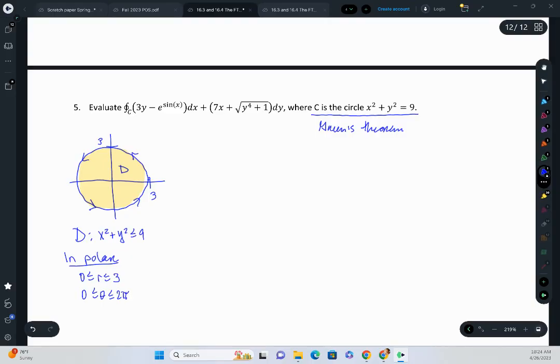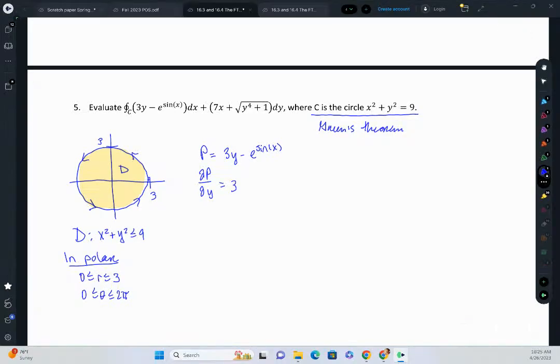I'm just going to put that aside for a moment, and look at the parts that I need. I know that I am dealing with a closed line integral, so I'm going to switch to Green's theorem. I'm going to identify my P and my Q. P is 3y minus e to the sine of x. Del P del y is equal to 3. That's much nicer than P.